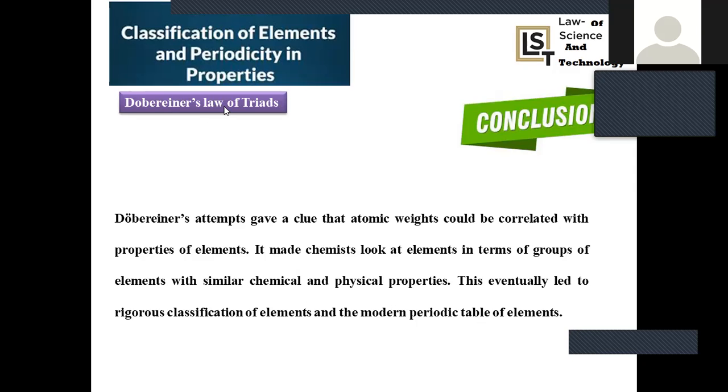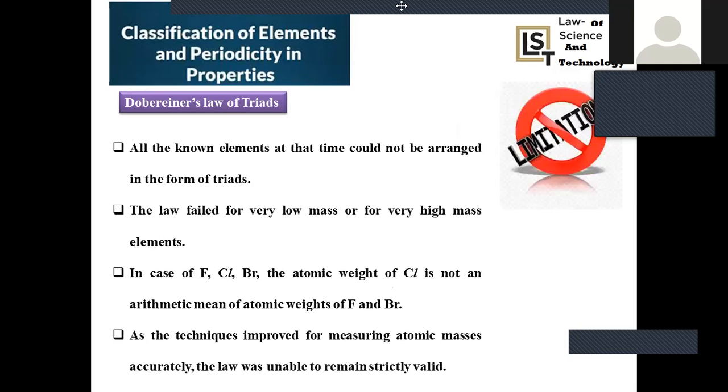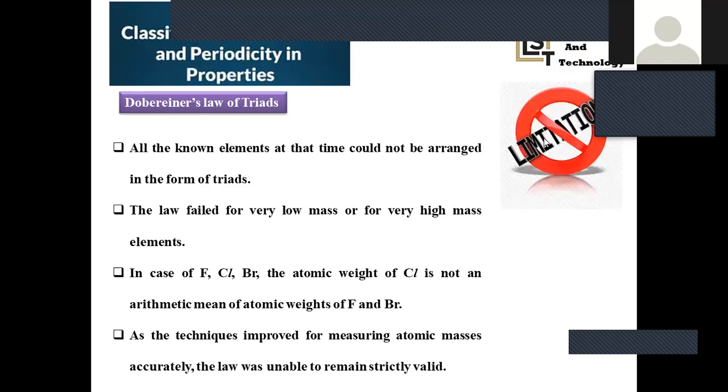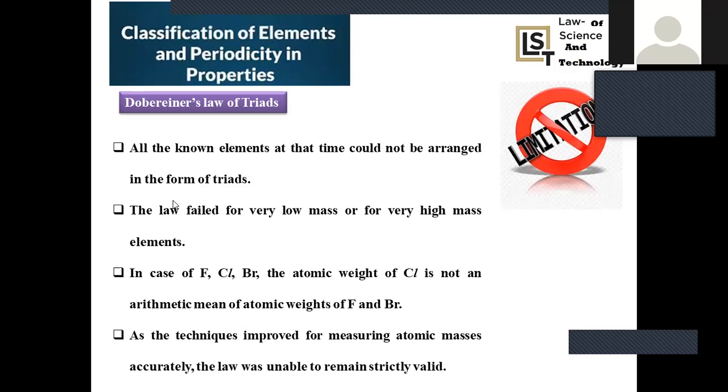So the same kind of assumption is given by this scientist Dobereiner, but with this shorter one, only three elements were taken. Now we have expanded into a very large number of elements in the modern periodic table. Dobereiner's law of triads faced certain limitations. All known elements at the time could not be arranged in the form of triads.